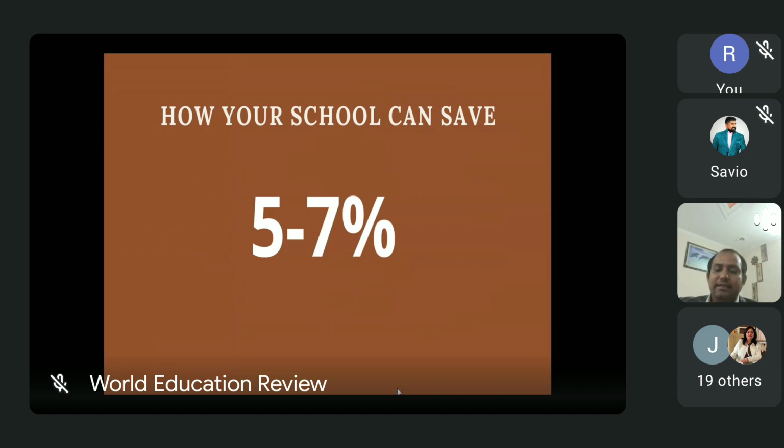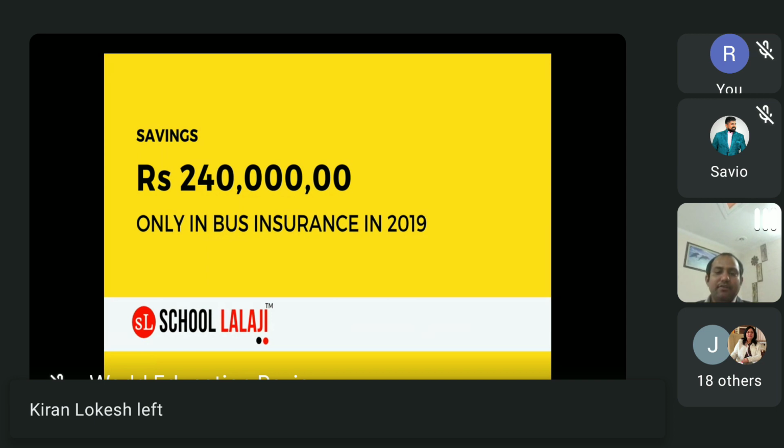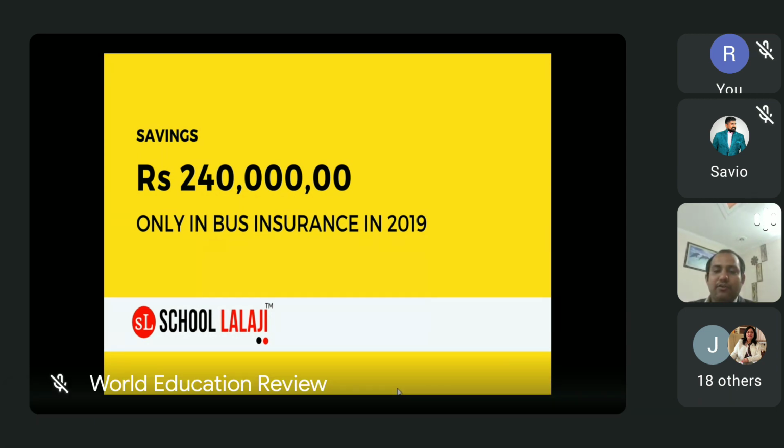And we guarantee that we will save at least 5 to 7% of your annual expenditure. So that's kind of a 5% additional revenue generation for the schools. Just one example: we saved 2 crore 40 lakh rupees for different schools in one category only, bus insurance. We are perhaps India's largest school bus insurance partner.